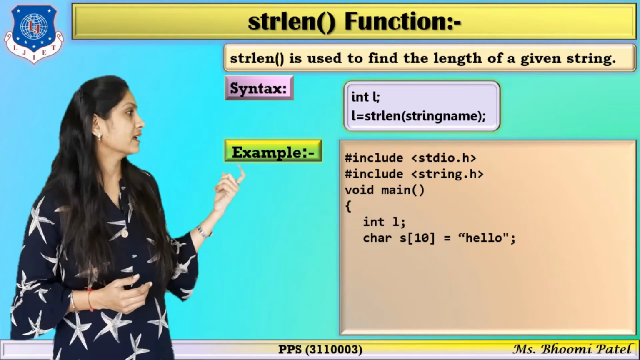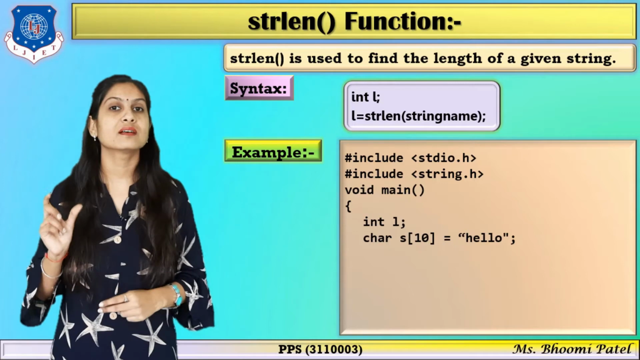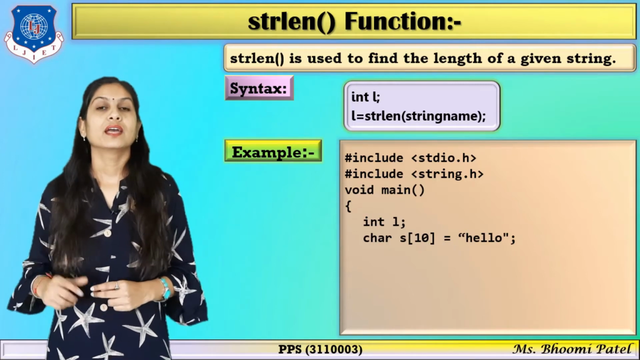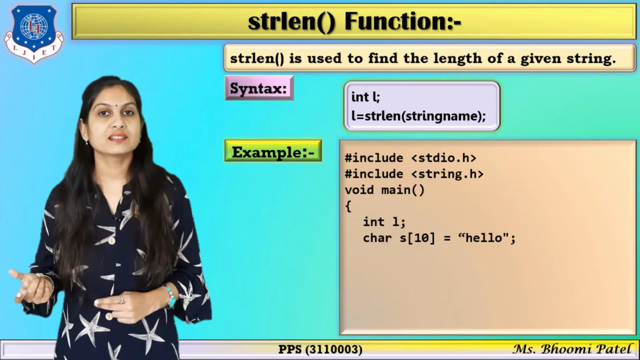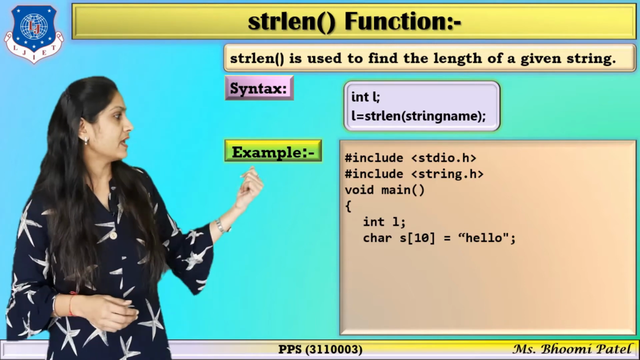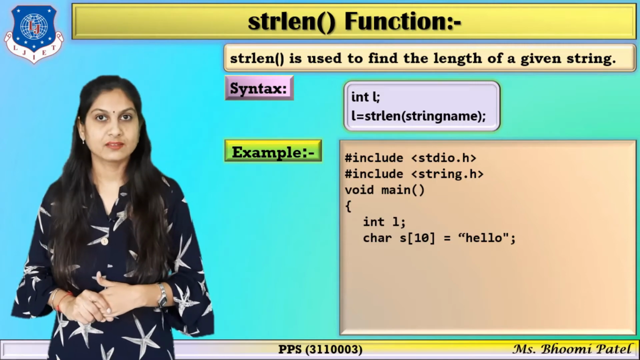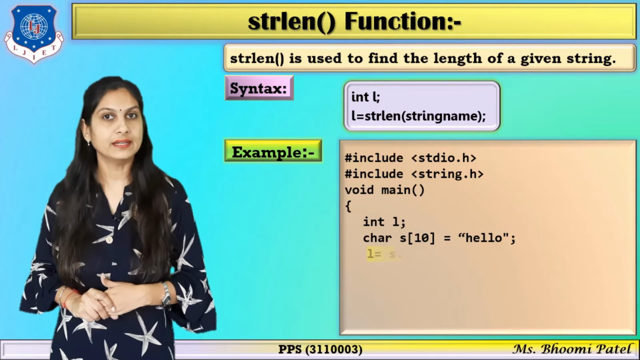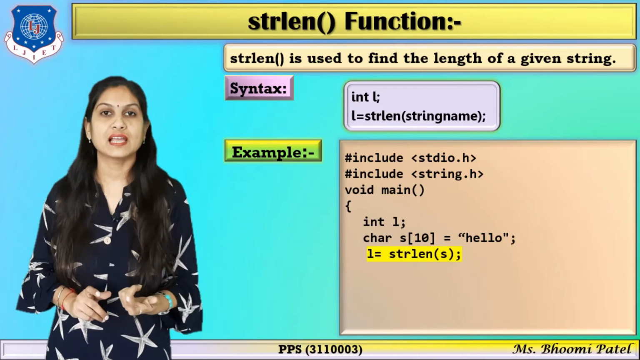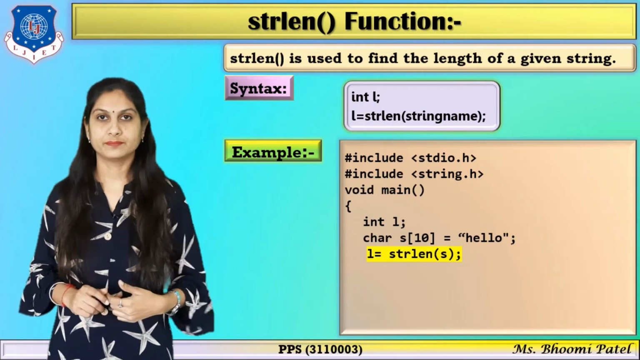So first write char s[10] = "hello". This is the compile time initialization method. Clear? How we can use runtime initialization, that we will discuss in our practical session. And then the variable int l for finding length, that is always an integer. Then l = strlen(s), with the name of the string inside the brackets, here it is s.